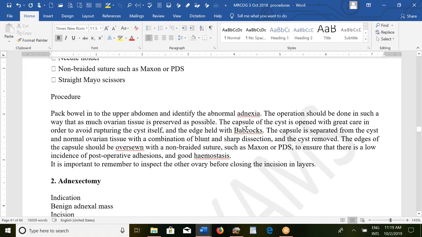The capsule of the cyst is opened with great care in order to avoid rupturing the cyst itself, and the edge is held with Babcock. The capsule is separated from the cyst and normal ovarian tissue with a combination of blunt and sharp dissection, and the cyst is removed. The edges of the capsule should be oversewn with a non-braided suture such as Maxon or PDS, to ensure a low incidence of post-operative adhesions and good hemostasis. It is important to remember to inspect the other ovary before closing the incision in layers.